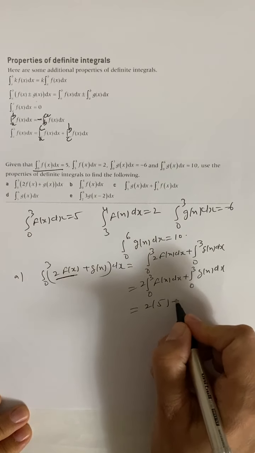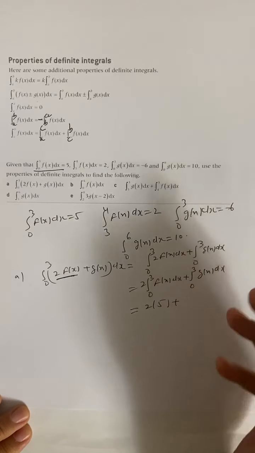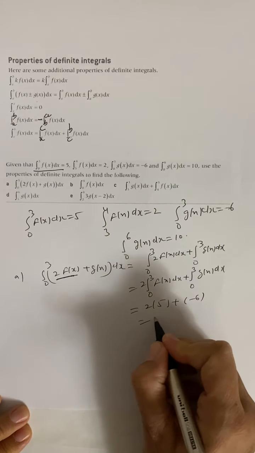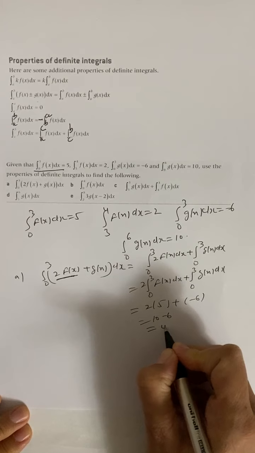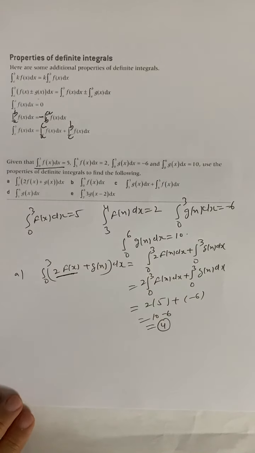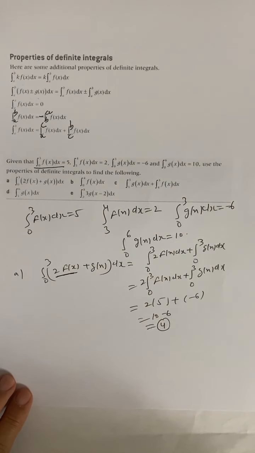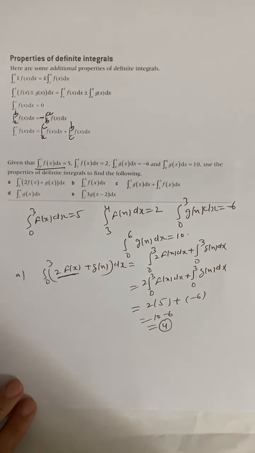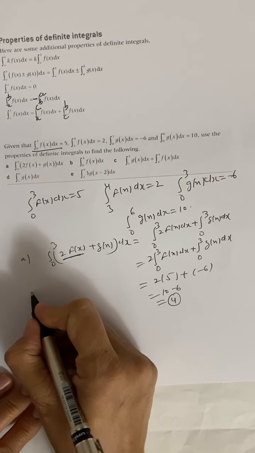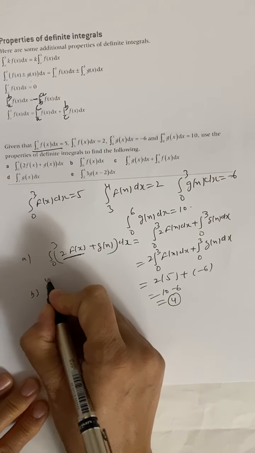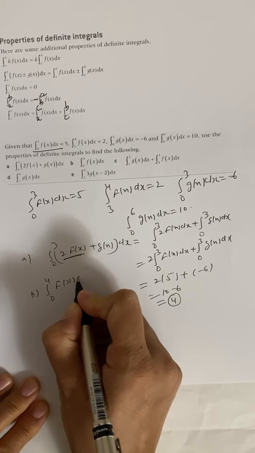So 2 times 5 plus the integral from 0 to 3 of g(x) dx, which is negative 6. So that's 10 minus 6, which is equal to 4. So that is the value of the first part. Now the second one is you have to find the integral from 0 to 4 of f(x) dx.